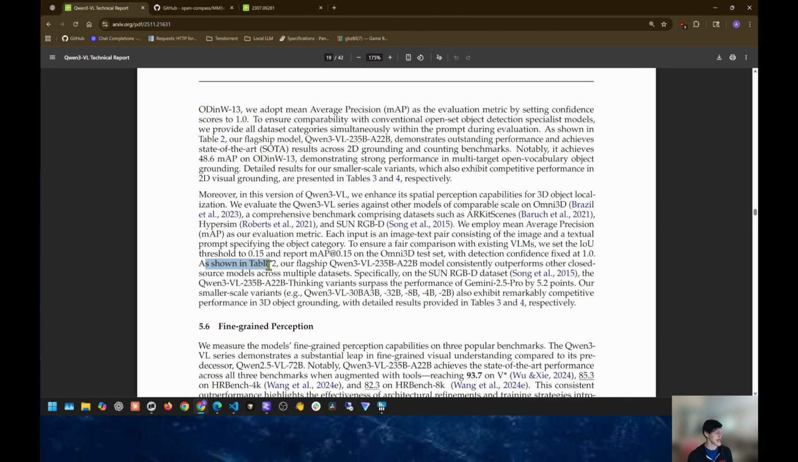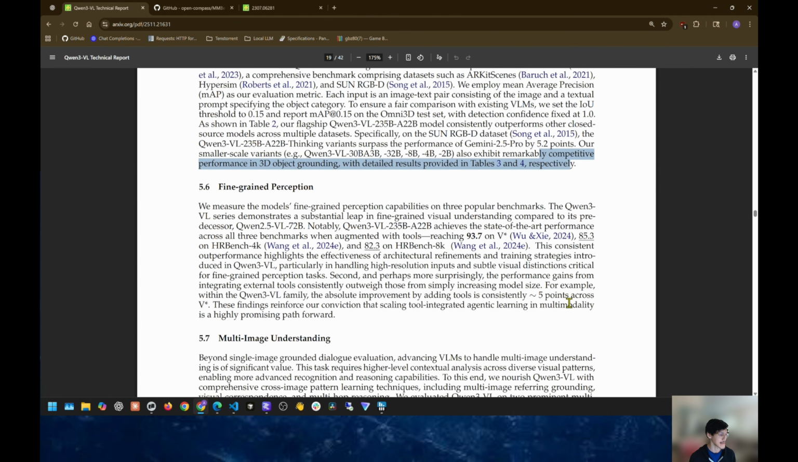As shown in Table 2, our flagship Qwen3 VL 235B A22B model consistently outperforms other closed-source models across multiple datasets. Specifically, on the SUN RGB-D dataset, the Qwen3 VL 235B A22B Thinking variant surpasses the performance of Gemini 2.5 Pro by 5.2 points. Our smaller scale variants, Qwen3 VL 30B A3B, 32B, 8B, 4B, and 2B, also exhibit remarkably competitive performance in 3D object grounding, with detailed results provided in Tables 3 and 4 respectively.